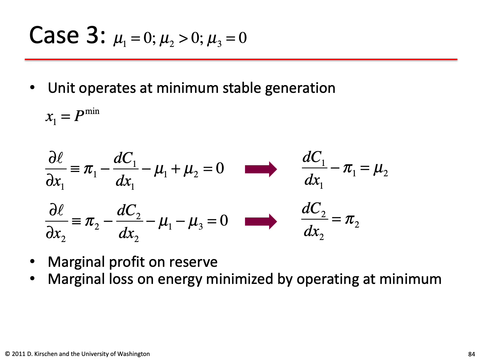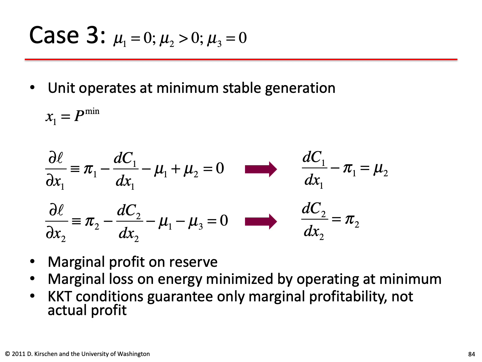There is a loss on the energy because the marginal cost of producing energy is higher than the price at which this energy is being sold, and this loss is minimized by operating the generator at its minimum stable generation. Now, all of this happens because the KKT conditions guarantee only marginal profitability, not an actual profit.